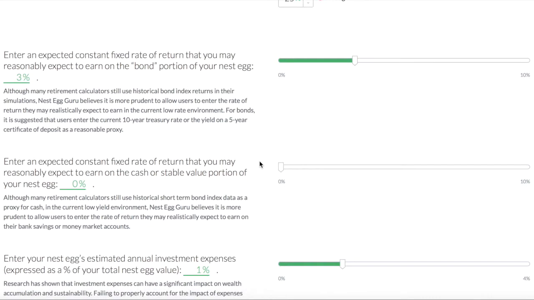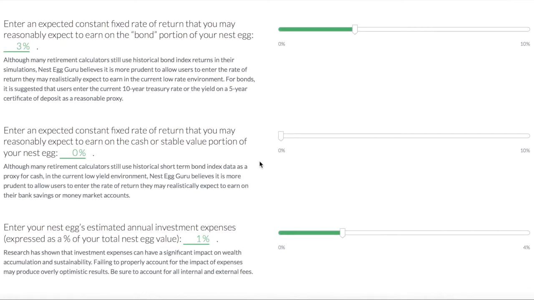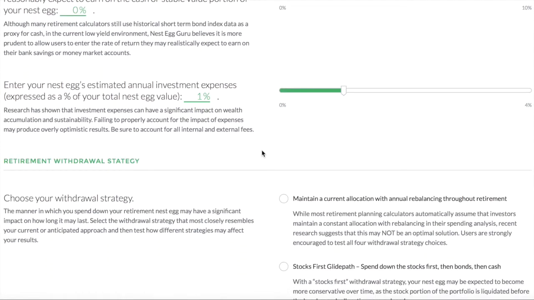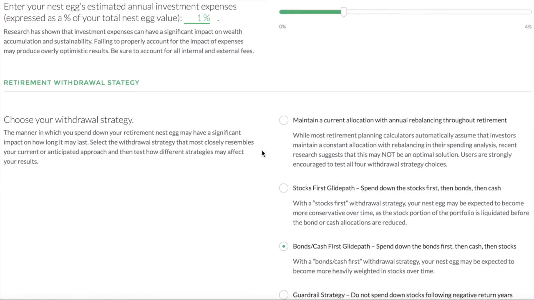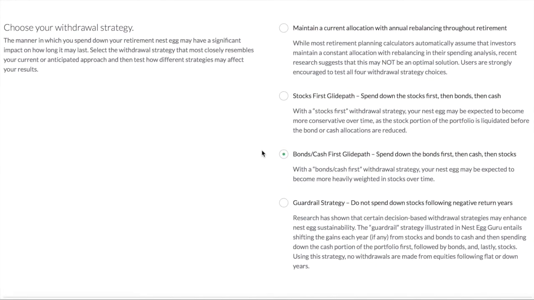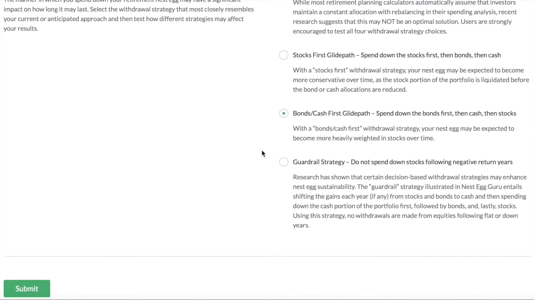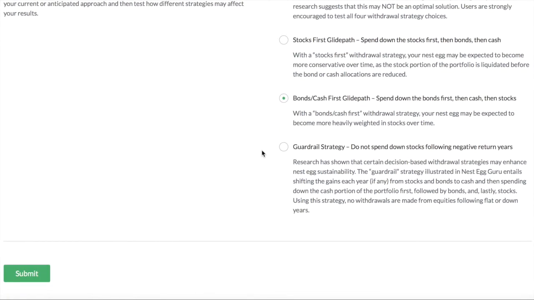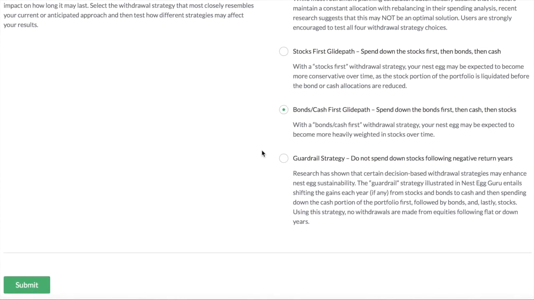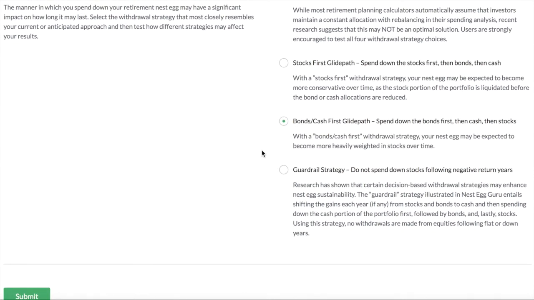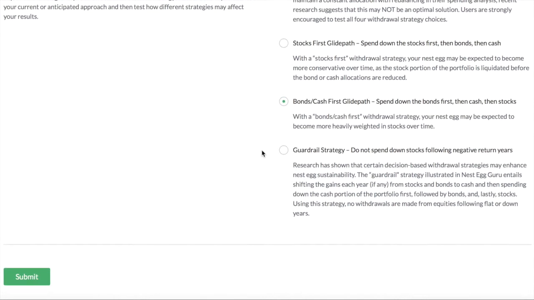Since it is important to account for internal and external investment expenses, in this illustration we will assume total expenses of 1% per year. For our final input, we will choose our withdrawal strategy. While most retirement planning apps automatically assume proportional withdrawals from each asset class with annual rebalancing, recent research suggests that this is not an optimal way to spend down a portfolio. Since Nest Egg Guru permits users to test alternative strategies, in this example, we will assume that the retiree spends down the cash and bond portion of the portfolio first. With our basic inputs complete, let's hit the Submit button and generate our simulations.